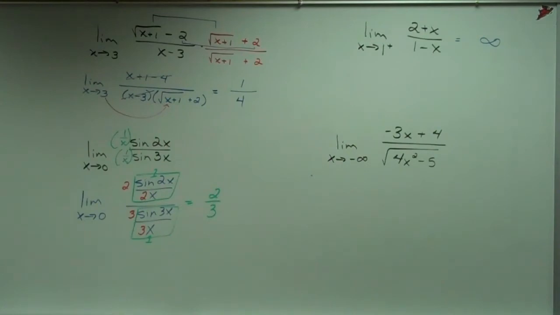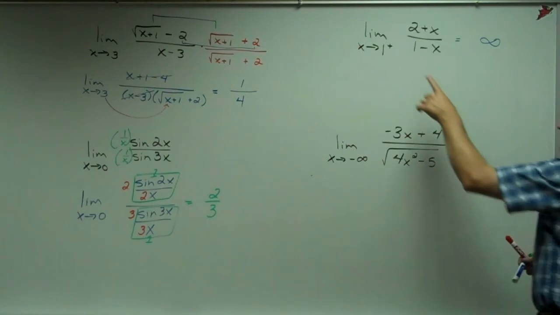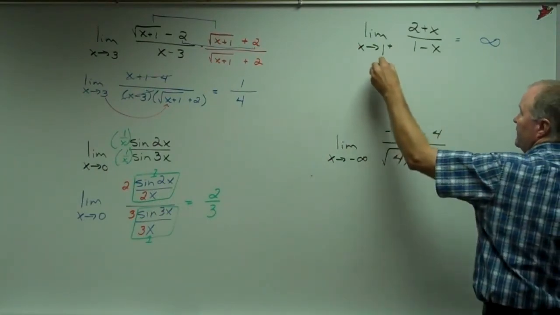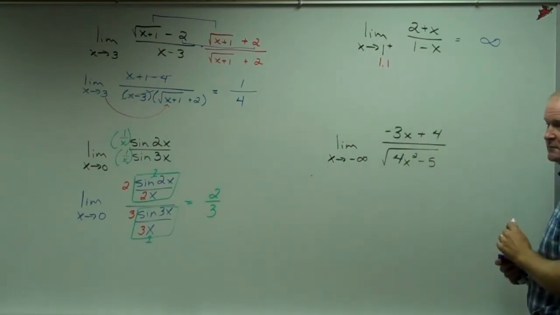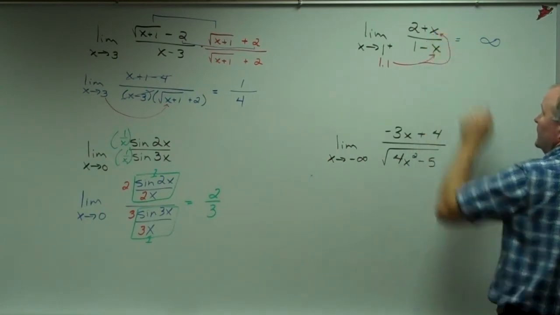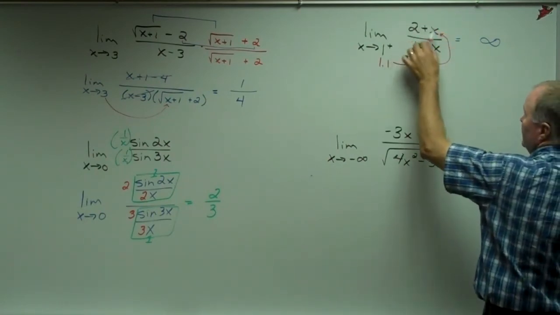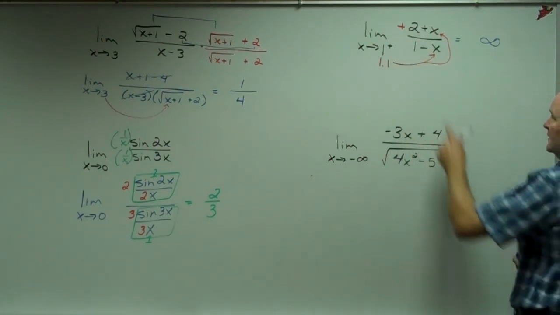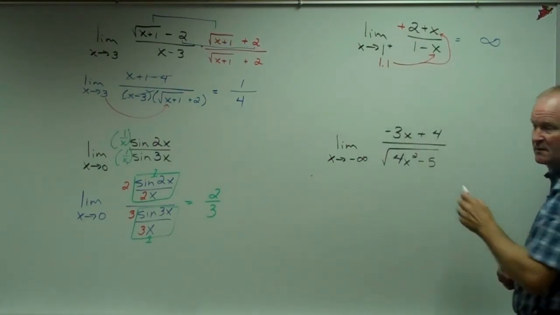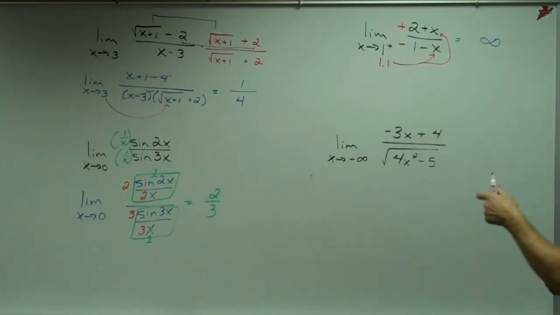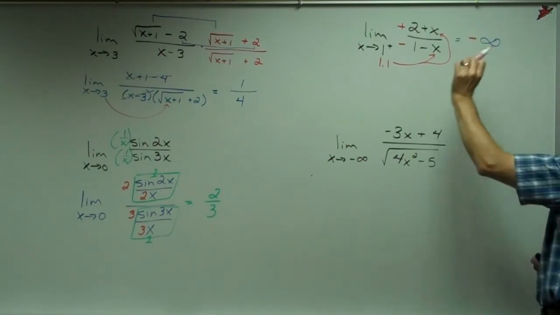I just got to decide, is it positive infinity or negative infinity? Since that's a little positive, I pick a number a little bit bigger than 1 and plug it in. When I do that, 2 plus 1.1 is positive. 1 minus 1.1 is negative. So that's going to go to negative infinity.